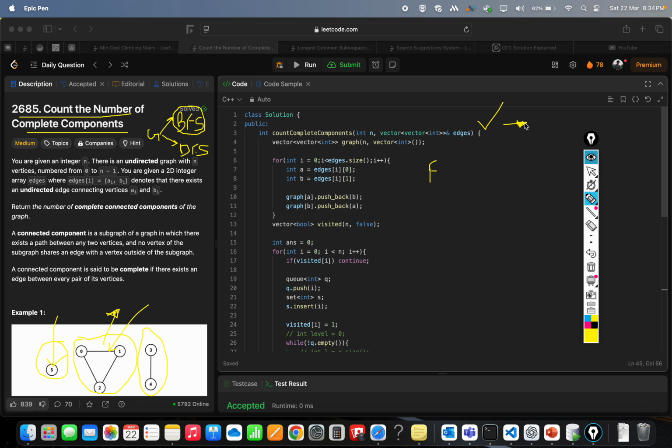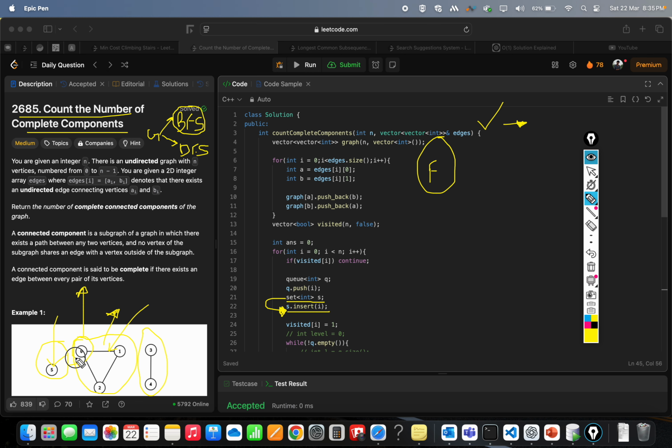Then we will store those nodes. Let's say this is the second component, which will contain these three nodes, so we will put them in the set, and then we will iterate through every node once again. First of all, we have to find the number of nodes in the component and store all those nodes, and then again iterate through all those nodes and find the number of neighbors that node has.